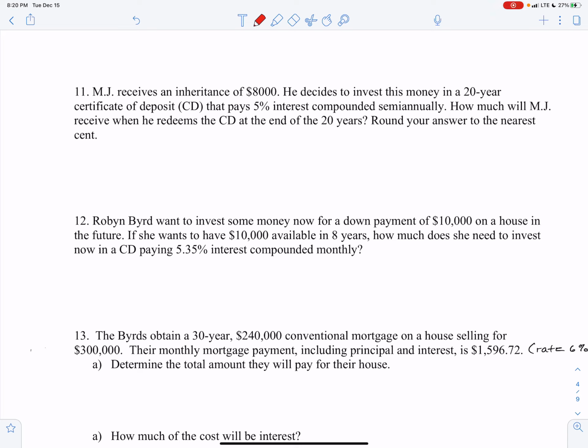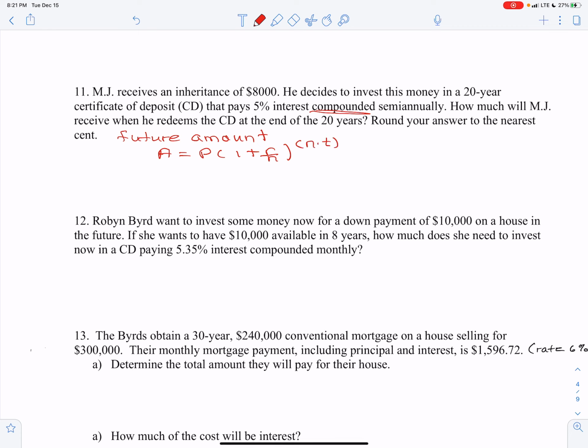Okay, so what he wants to know is how much money he'll have in 20 years. At the end of 20 years. So we want to find the future amount. So the formula that we use to find the future amount, if interest is compounded, is A equals P times 1 plus R divided by N to the N times T.